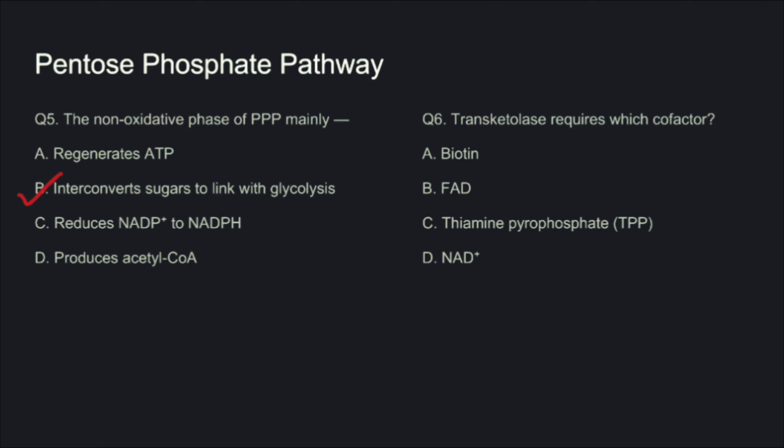Question number 6. Transketolase requires which cofactor? Options are A. biotin, B. FAD, C. thiamine pyrophosphate TPP and D is NAD+. So the correct answer for this question is option C, thiamine pyrophosphate. So transketolase uses the TPP as coenzyme to transfer 2 carbon units between sugars.